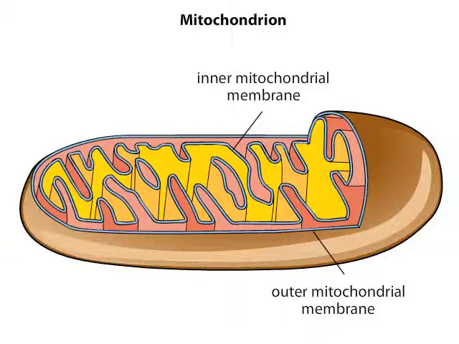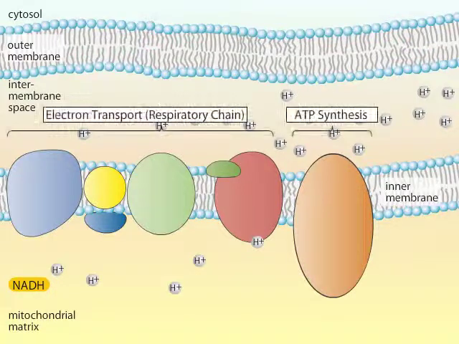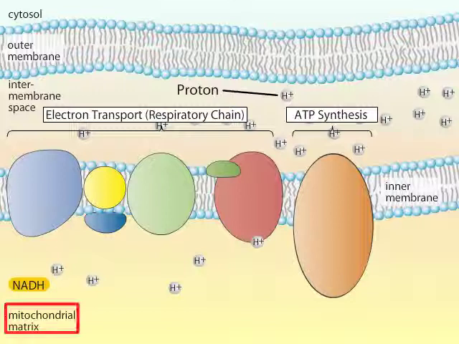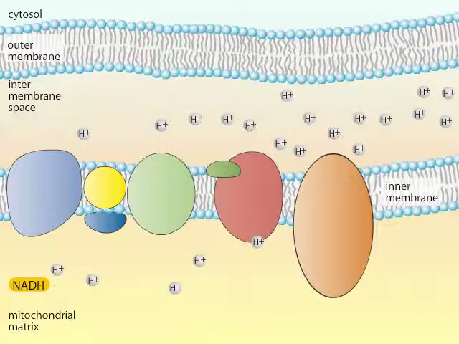separate compartments. The inner membrane contains the components required for electron transport, called the respiratory chain, and ATP synthesis. The intermembrane space comes to be filled with protons pumped from the matrix by the action of the respiratory chain. NADH, along with FADH2, which is not shown, fuels the respiratory chain. NADH molecules carry high-energy electrons that were removed from glucose during glycolysis and the citric acid cycle.